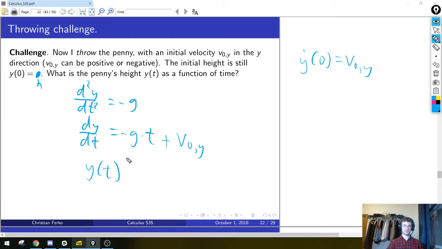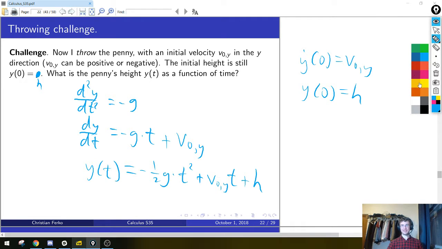Now, let's do one more step. If I anti-differentiate again, using the second initial condition, y of 0 is supposed to be h. What do I get here? This is going to be negative 1/2 g times t squared plus v sub 0 y times t. There we go. Good. And then I could still add one more constant. Which constant should I add so that this is true? h. Good.